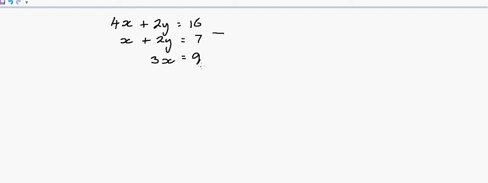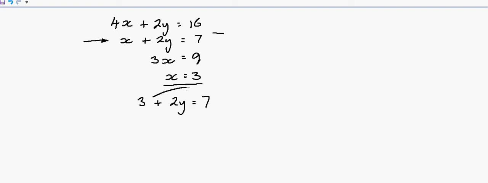So 3x equals 9, so x must equal 3. Okay, so I found out what x equals. I can go to either of these equations, so I'll go to the bottom one this time just to make a change. So I can substitute in a value for x. So x is 3, so instead of x I can now write 3 plus 2y equals 7.